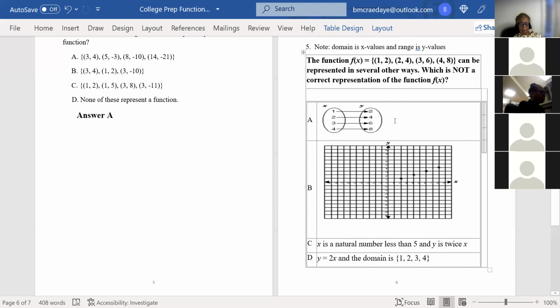All right. Now let's look at C. Is X less than 5, Audrey? In this function, are the X values less than 5? Looking at C, look at your functions. Are all these X values less than the number 5? Yes. Is the Y value twice the X value? Is the Y value 2 times the X value?